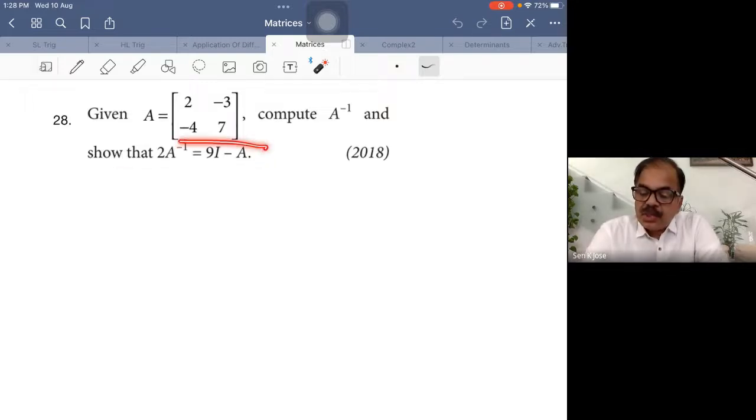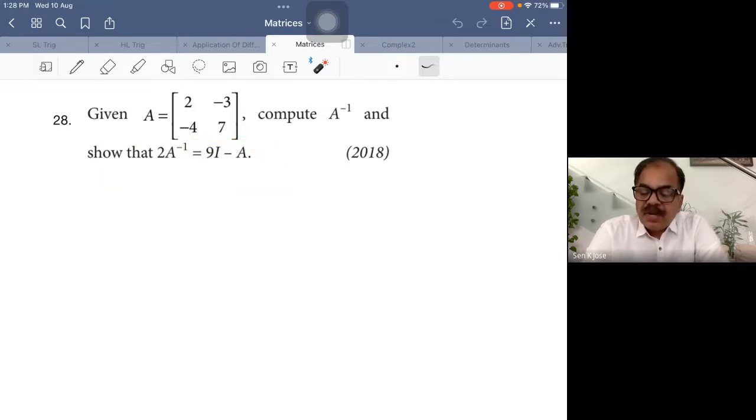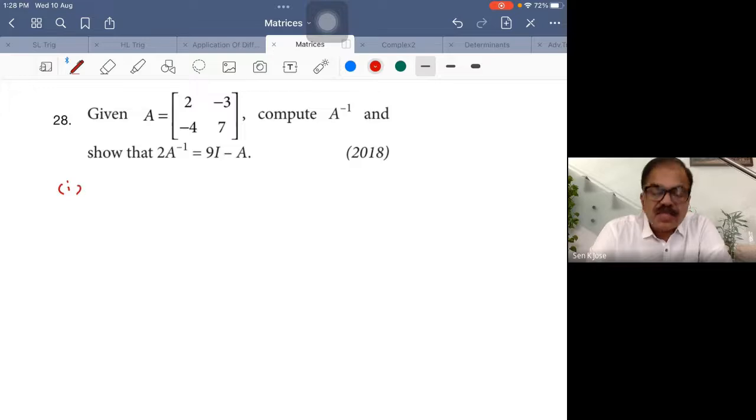So when they say show that 2A inverse is equal to 9I minus A, we'll work out the left-hand side. Then you will do the right-hand side and show that both are equal. So two parts. The first part, to find out A inverse. So let's try to recollect the formula for A inverse. A inverse is 1 over determinant A into adjoint of A. So that's the formula for A inverse.